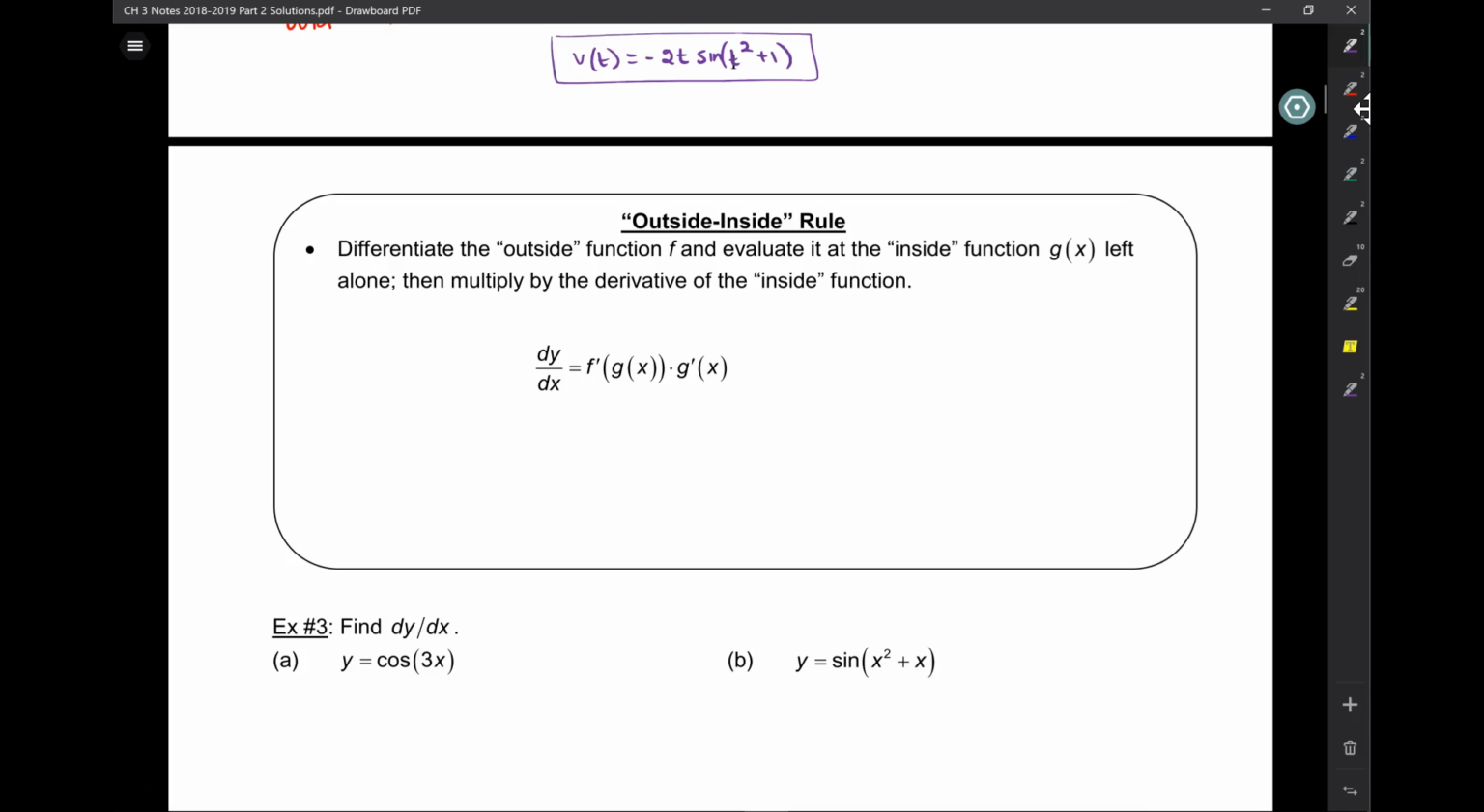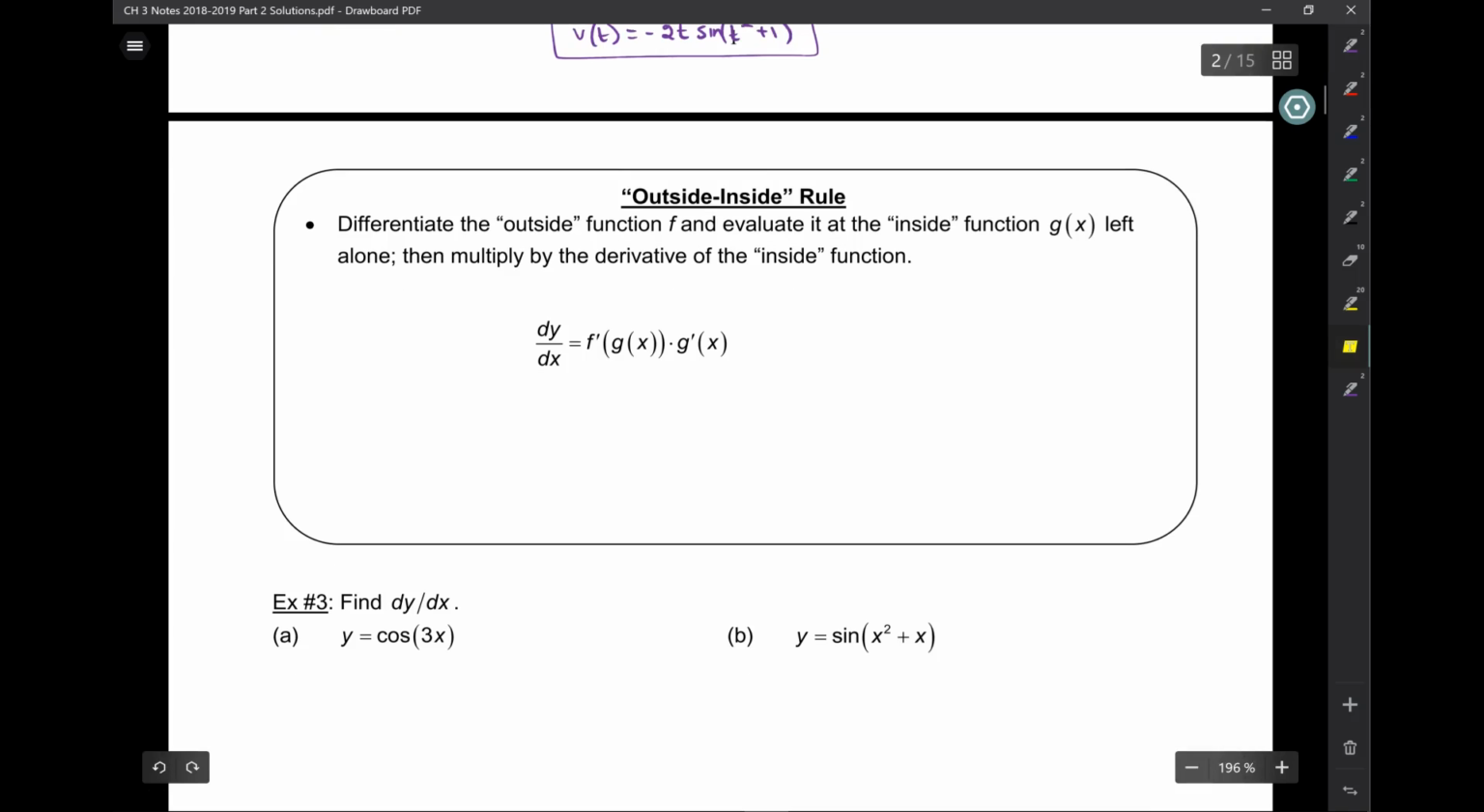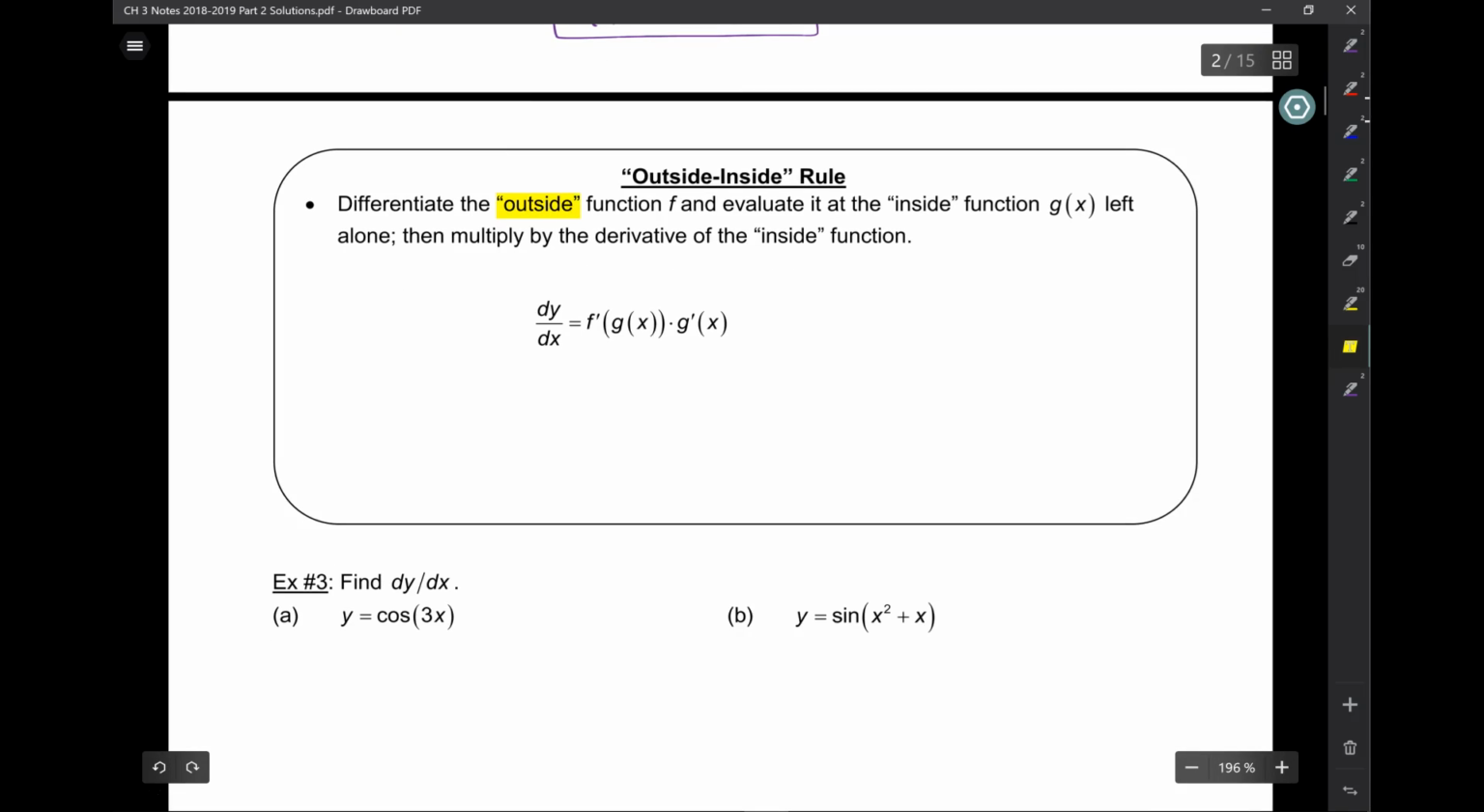So basically, this is the outside inside. That's exactly what we've been doing. Differentiate the outside function and then evaluate it at the inside function, then multiply by the derivative of the inside.